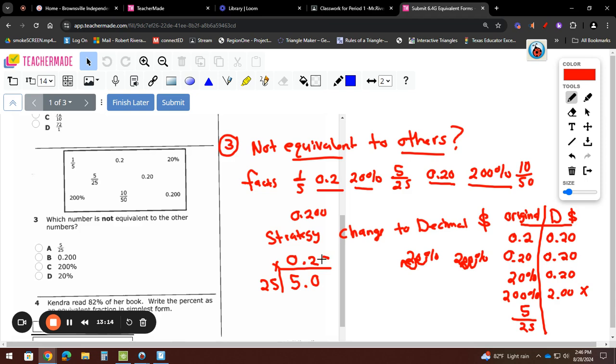And what can I do? I can add a 0 to make it a money. So guess what? This guy is equivalent. You see how all these are equal? 20, 20, 20, 20? All these are equal except this guy has $2. So right now the one that's not equal so far is this guy.